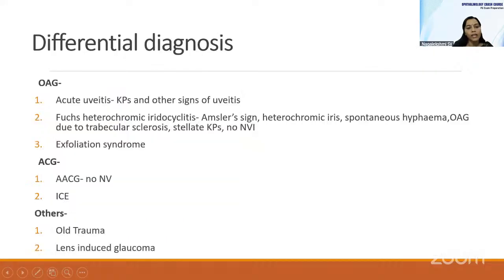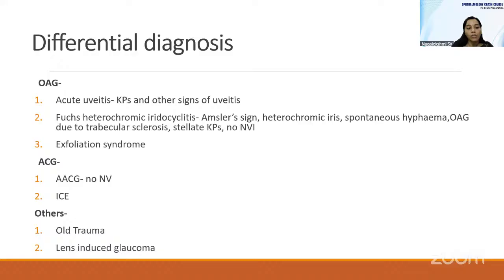So other differential diagnosis for NVG in case of an open angle stage would be acute uveitis. Fuchs heterochromic iridocyclitis is an important differential diagnosis. Here, the presence of heterochromic iris, presence of stellate KPs, and absence of neovascularization will help in differentiating it from an NVG. Other differential diagnosis would be exfoliation syndrome.